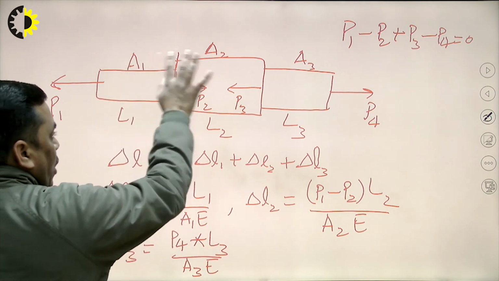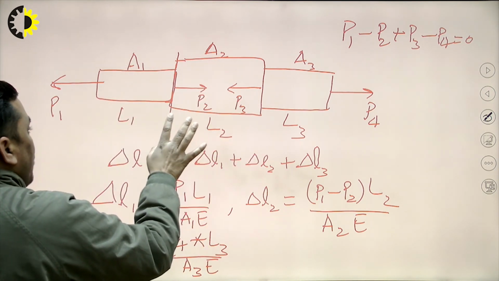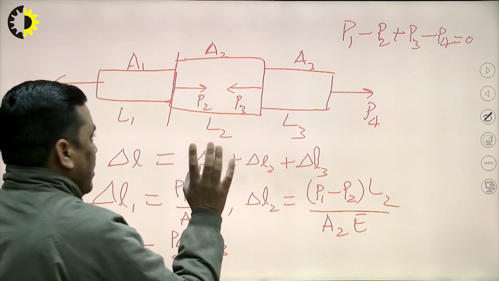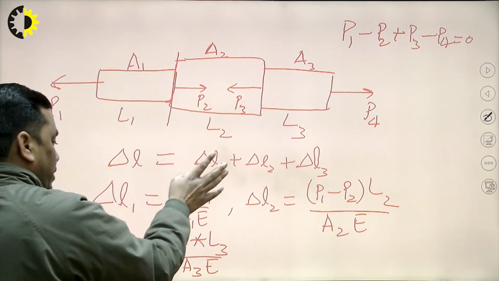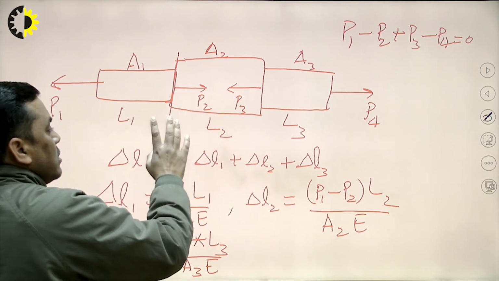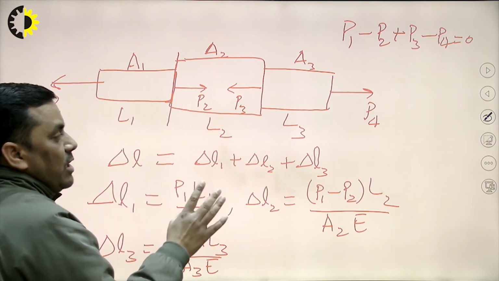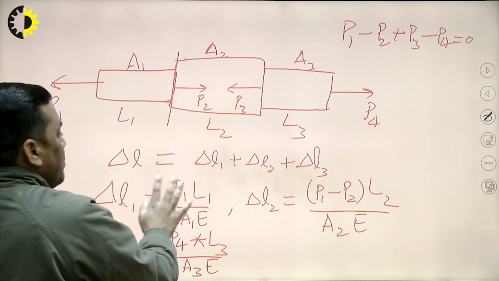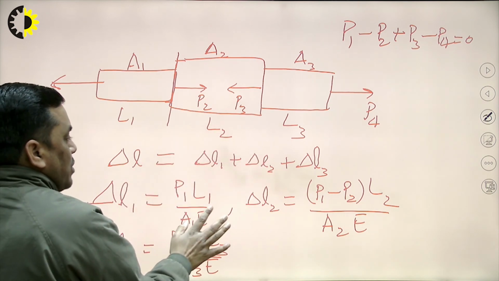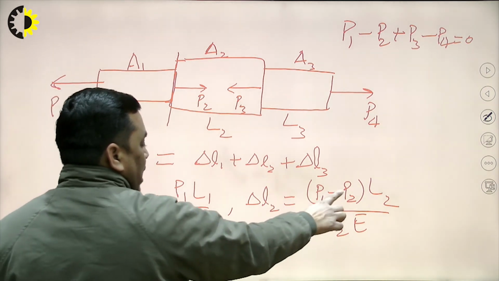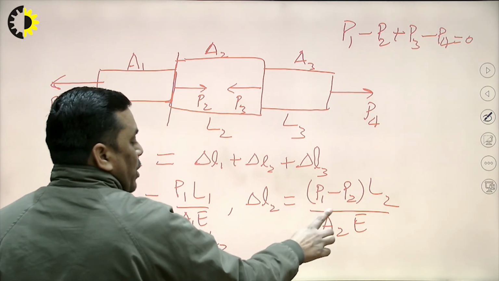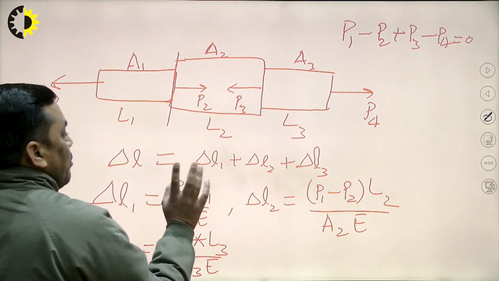So, this is how we can go for different types of problems. For a bar of varying cross section, where the cross section is changing, the length is also changing, and the loads are also different, for finding out the change in length we can go with this kind of solution. For writing P1 L1 upon A1 E or P1 minus P2 L2 upon A2 E, we can also draw the free body diagram.